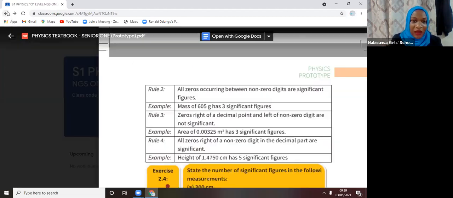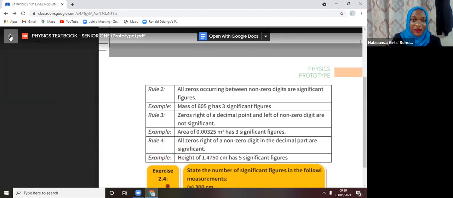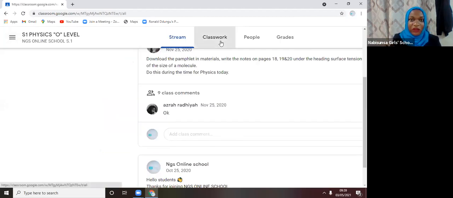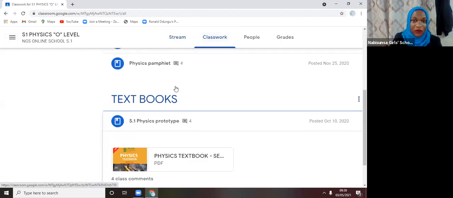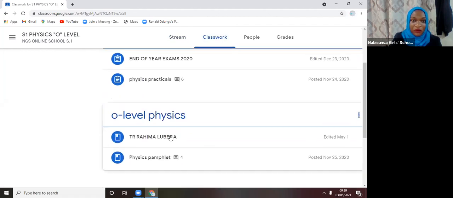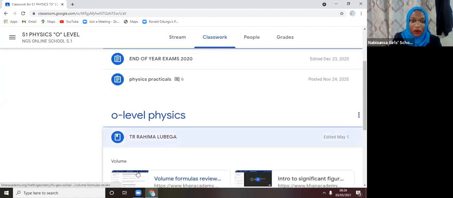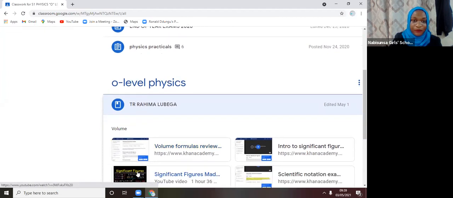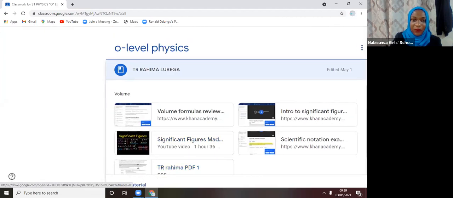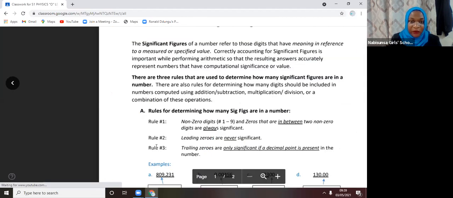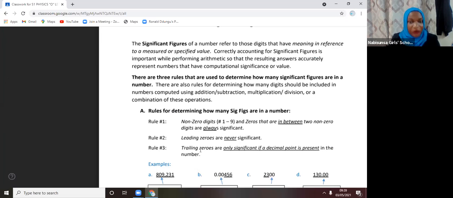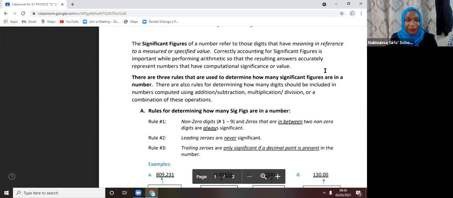I wanted to get a simpler way of summarizing that rule so that you can understand it better. So let's look at the rule. Are you seeing rule 2 and rule 3? Rule 2 says leading zeros are never significant. So I'm simplifying rule 3 in this way.